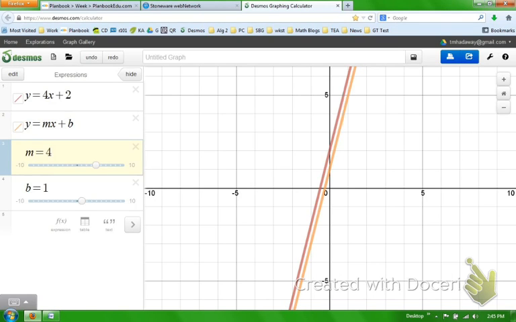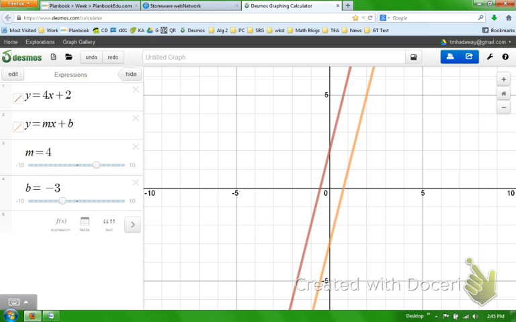Now, we can also change the intercept. And what do you think this is going to do to the graph? The intercept right now on this orange graph is right here, the point (0, 1). If I move it up, notice the whole line moves up, but the slope doesn't change.